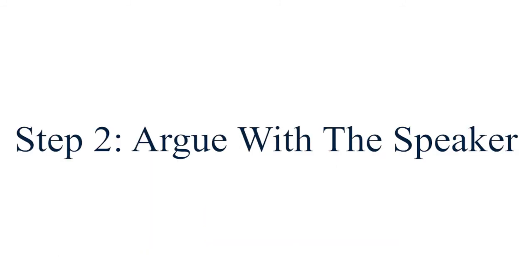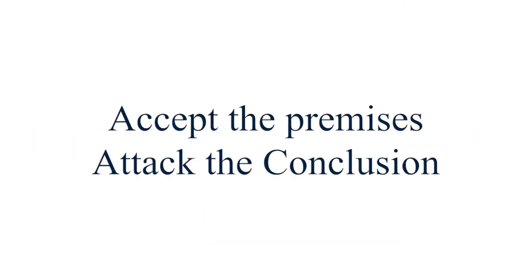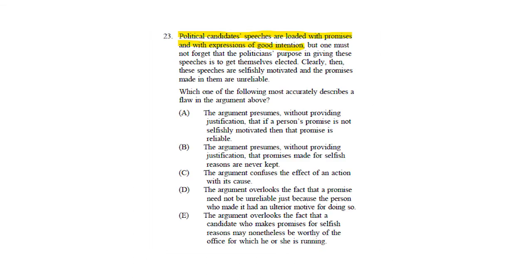Step 2. Argue with the speaker. To argue, we must accept the premises and attack the conclusion. So, I accept the fact that politicians make speeches with promises and expressions of good intention. I also accept the fact that the purpose of these speeches is to get elected. I can't argue with this. I don't definitively know. Finally, I can't argue with the idea that politicians are selfishly motivated. Who knows? But what about the conclusion?